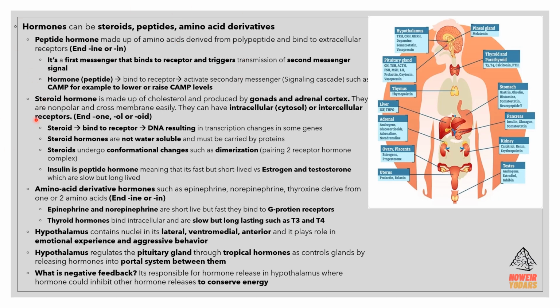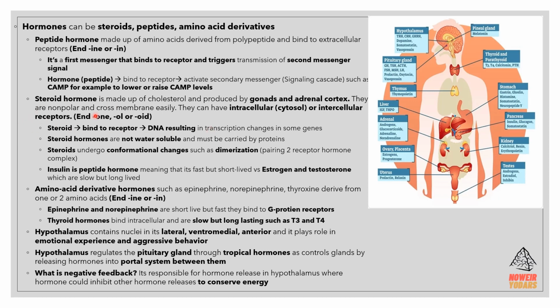So then we got steroid hormones. Steroid hormones are nonpolar and they're made up of cholesterol. They're produced by gonads and adrenal cortex, right? So them being nonpolar means they can cross membranes easily. They have intracellular cytosol or intracellular receptors. So they either have receptors on the inside or the outside.